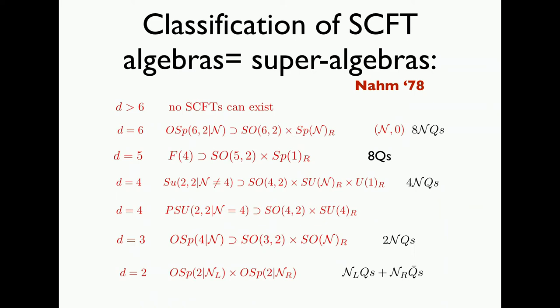Okay, in five dimensions, the supergroup is kind of a supergroup version of F4. It's an exceptional group. And so it only exists for n equals 1 supersymmetry. So it contains, as a subgroup, this conformal group SO(5,2). And its R symmetry is Sp(1), which is the same as SU(2). So there's an SU(2) R symmetry. And there are 8 supercharges. Unlike six dimensions where it could exist for any n, here it only exists for n equals 1. And then in four dimensions, it can be written down for any n. In three dimensions, it could be written down for any n, and also in two dimensions.